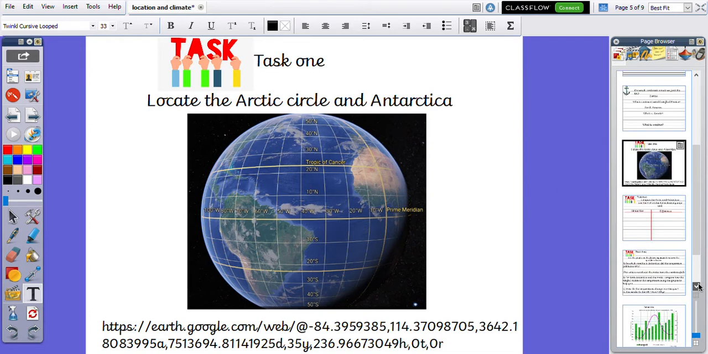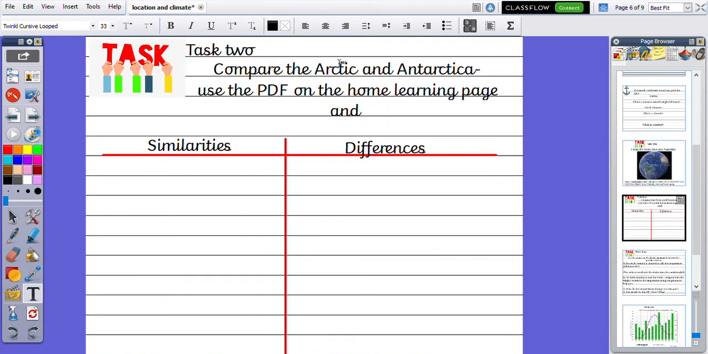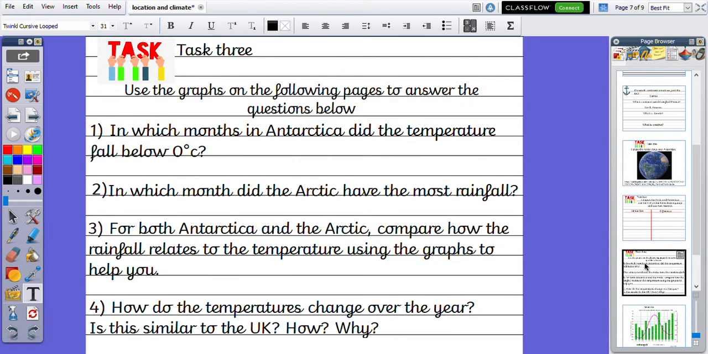Okay, then task 2 is I want you to compare the weather in the Arctic and Antarctica. So there will be another PDF under the one for the flip chart, which will have some information about the Arctic and Antarctic weather, and you can use your own research. Okay, so you can go onto Google and do some independent research, and then you can create a grid just like this, a table with their similarities and their differences. Okay. And then task 3 is this: use the graphs on the following pages to answer the questions below.